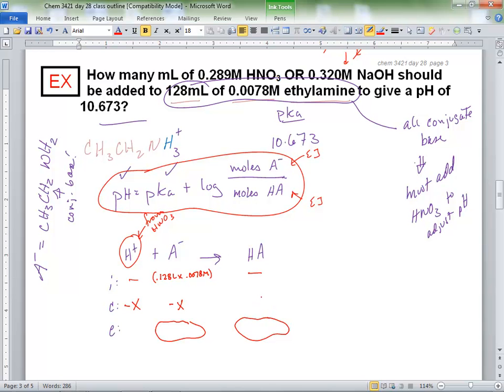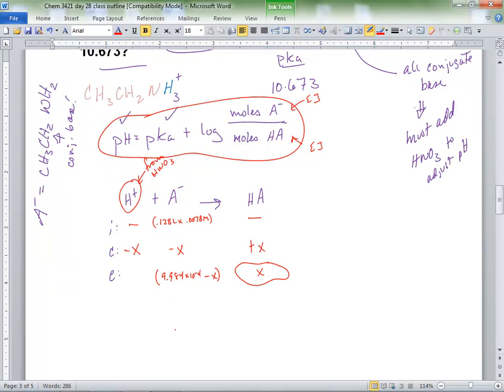Okay. And then for the HA, we'll put X, because it's forming, positive X. So for the equilibrium row, just add stuff up. 0.128 times 0.0078 is about 9.984 times 10 to the negative 4. Okay? Oh, I forgot the minus X part. And then just substitute everything into our Henderson-Hasselbalch, and now we can finally solve for X.